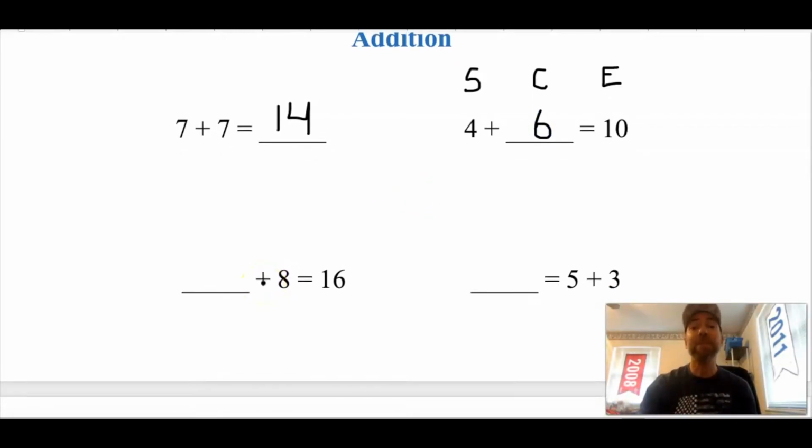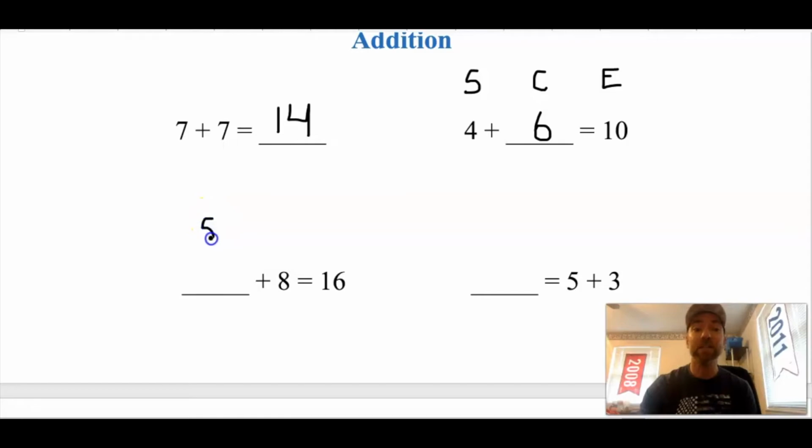But sometimes my missing number can be my start. Start, change, end. And the missing number's my start this time. Something plus 8 more equals 16. Well, let's see. 1 plus 8 is 9. 2 plus 8 is 10. 3 plus 8 is 11. 4 plus 8 is 12. 5 plus 8 is 13. 6 plus 8 is 14. 7 plus 8 is 15. I'm getting closer. 8 plus 8 is 16.